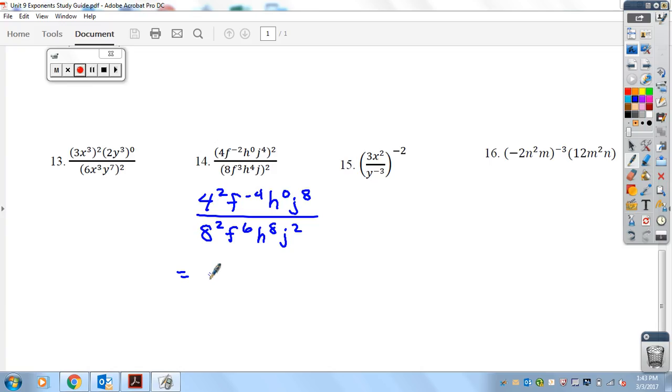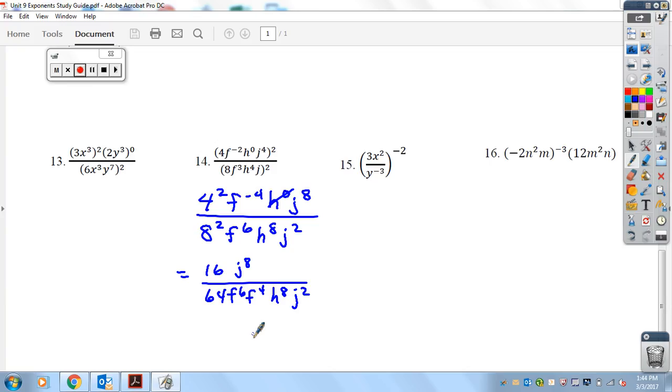4 to the 2nd power is 16. 8 to the 2nd power is 64. That's going to simplify to 1/4, which will come back in just a second. This negative f moves to the bottom. This positive f stays in the bottom, stays in the bottom because it's positive. So now this is at the bottom, and now it's positive. H to the 0, that goes away. I have j to the 8th, and I have an h to the 8th down here, and then j to the 2nd power.